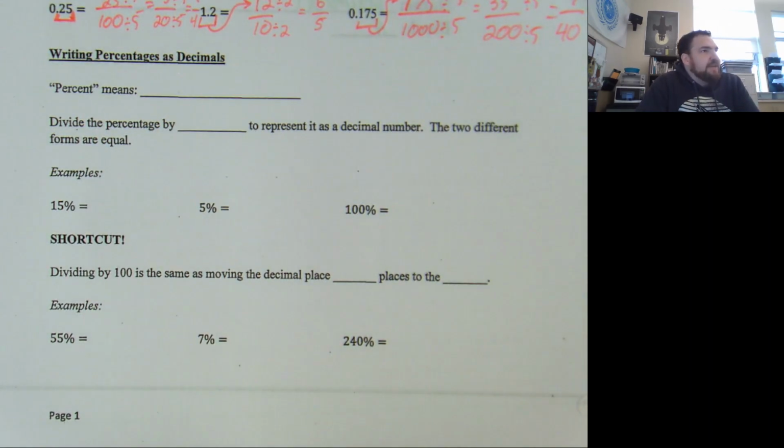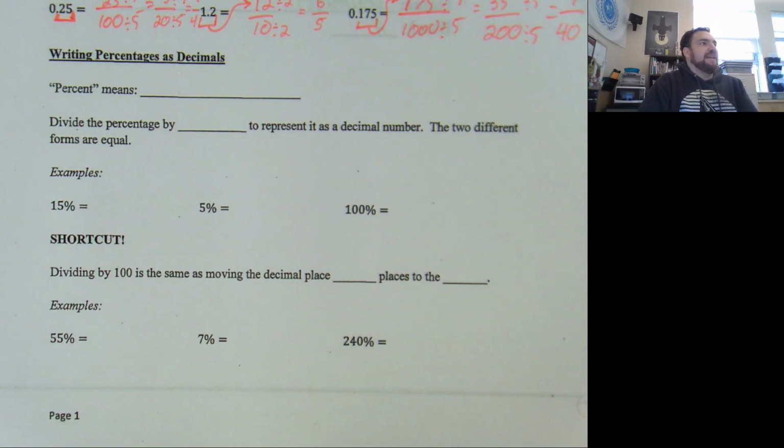So what does percent mean? Do I have any foreign language speakers in here? A very specific foreign language? Anyone in here are like, yeah, I like learning French. Do I have any French language lovers in here?